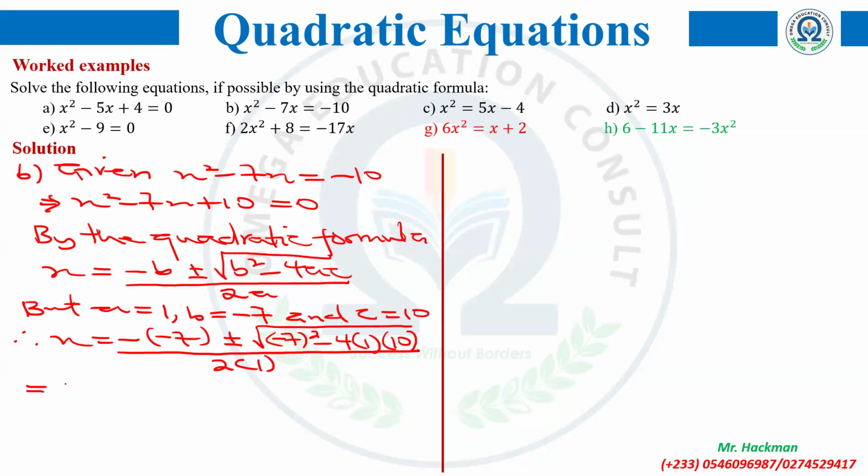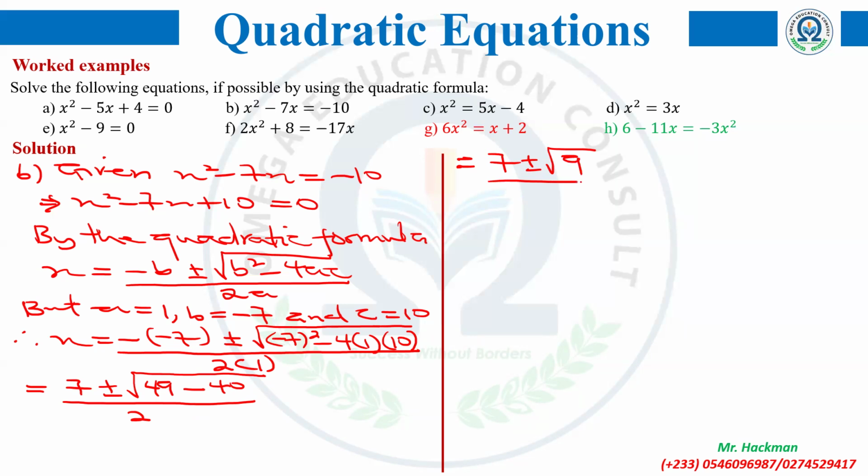So this will be equal to, right close to the margin, minus 7 will give me positive 7. Then plus or minus the root of, minus 7 squared is 49. Then minus 4 times 1 times 10, that will give me 40. The whole of this over 2a, and 2 times 1, which is 2. Okay, so now we move on. This will be equal to 7 plus or minus the root of, now you know, 49 minus 40 will give you 9, all over 2.